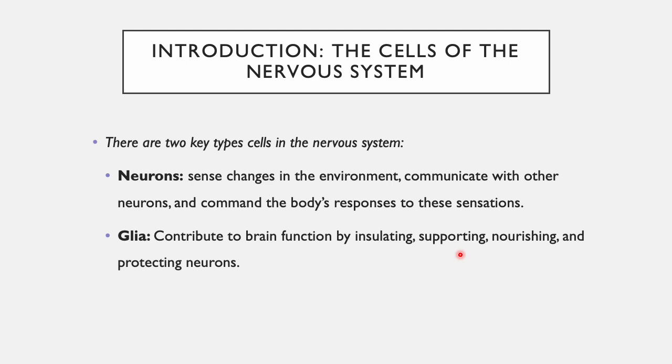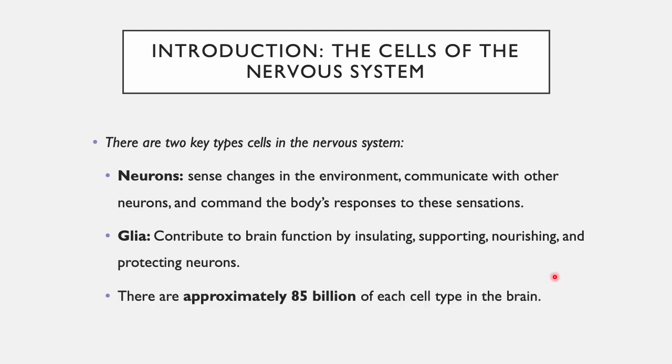In this course, we're going to learn about a lot of different types of glial cells and neurons, but I want you to think about glial cells and neurons like a chocolate chip cookie. Essentially, glial cells are like the cookie dough that hold the chocolate chips or neurons together. So neurons could not survive without the support of glial cells. And there are approximately 85 billion of each cell type in the brain.